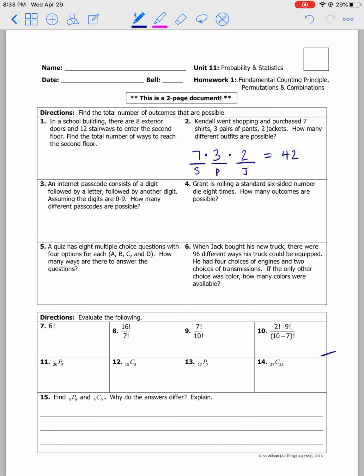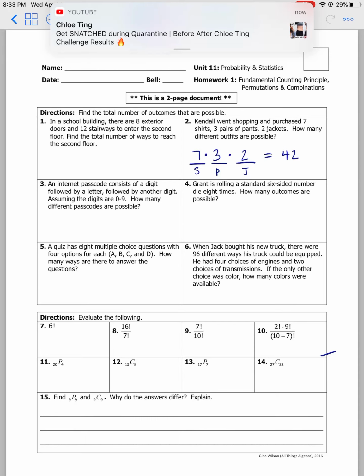Number 4 is a good example that looks a little bit different. Grant is rolling a standard 6-sided number die 8 times.